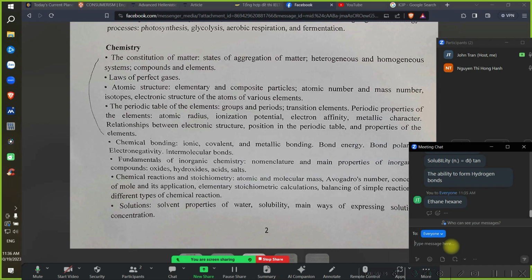It's a non-polar molecule because C is 2.5 and hydrogen is 2.2 in electronegativity. So the result is ethane becomes a non-polar molecule while water is polar.